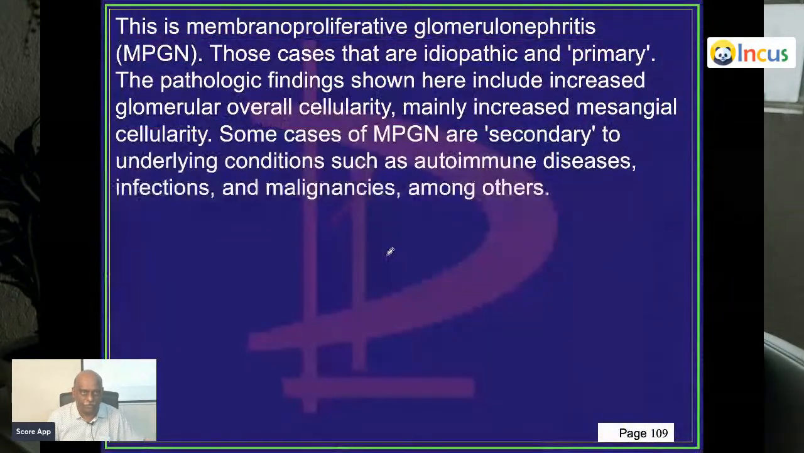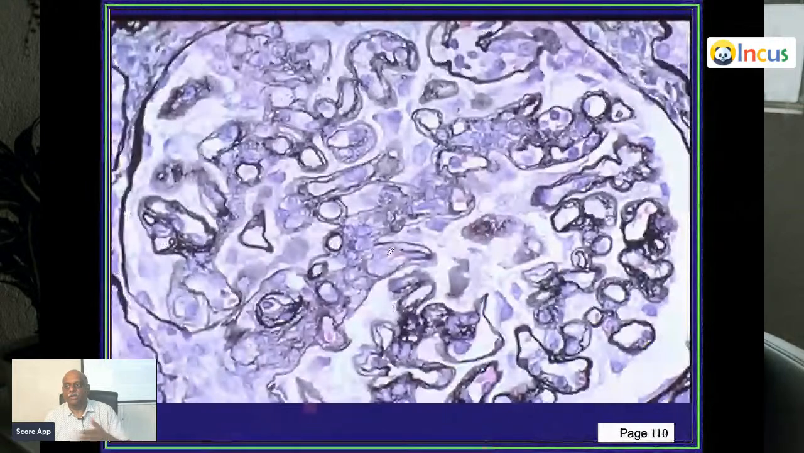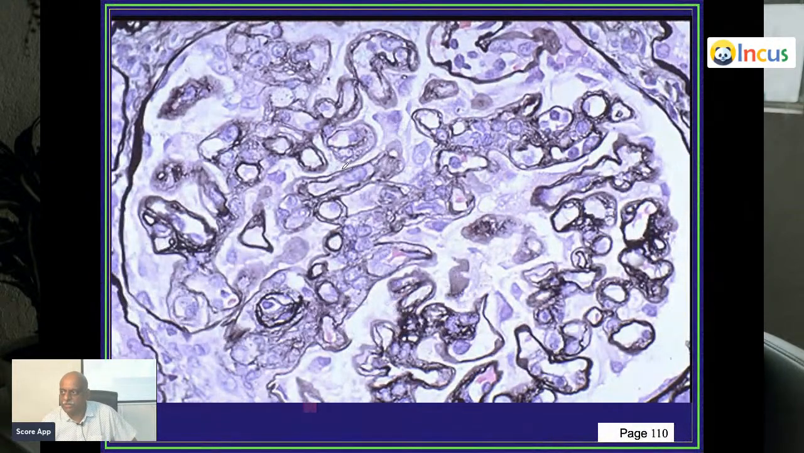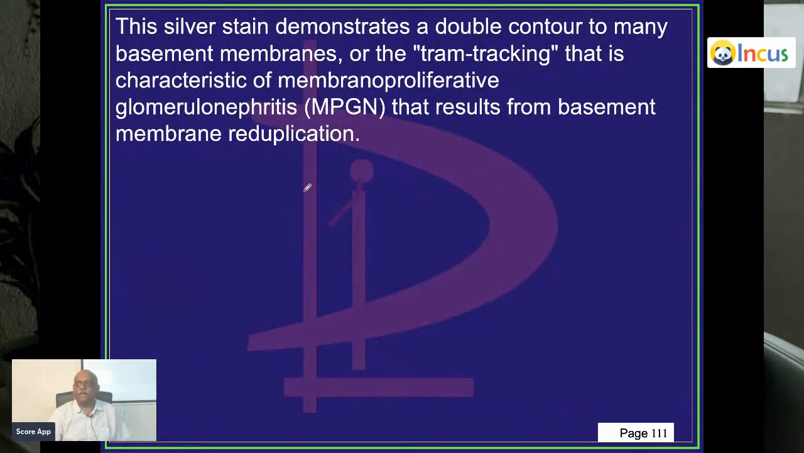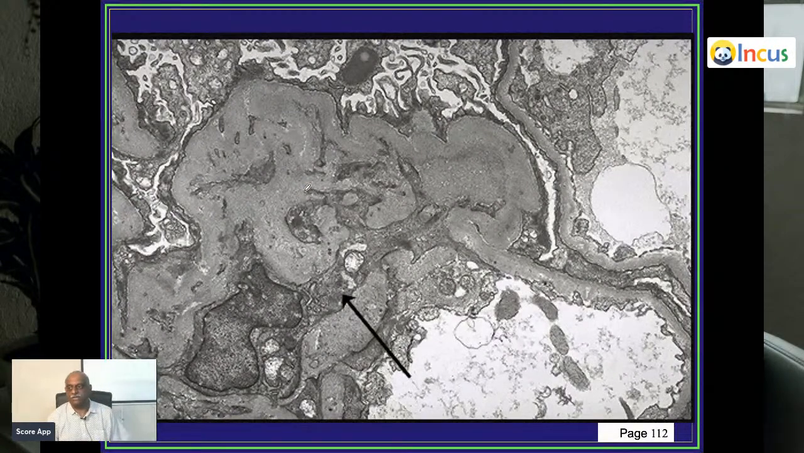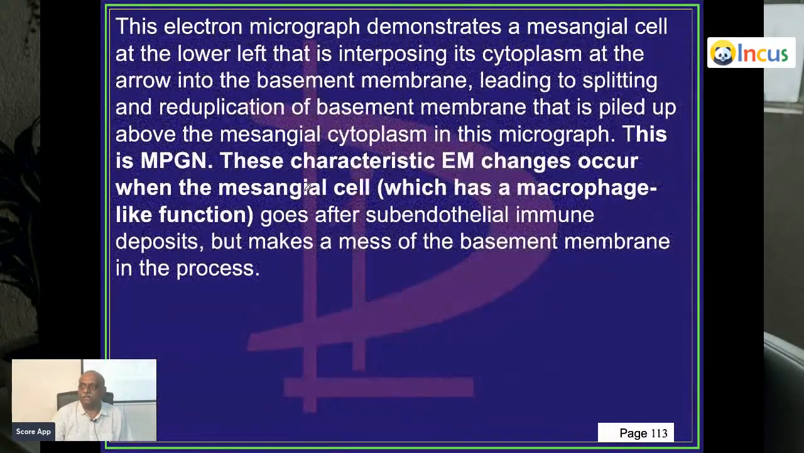Now, what do you see here? The glomerular basement membrane, doctor, if you appreciate here, is being split. These are all tram tracks. Can you appreciate? What is this? You are finding a tram track. So tram track appearance because of the splitting of the GBM is the hallmark of membranoproliferative glomerulonephritis.